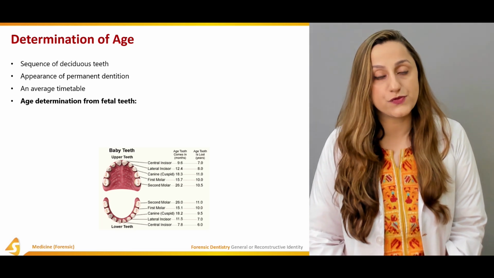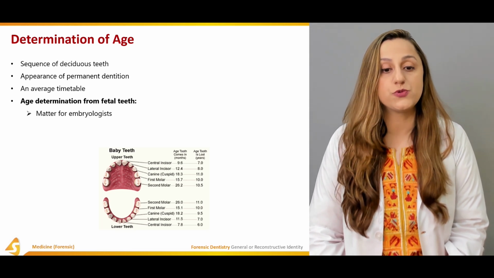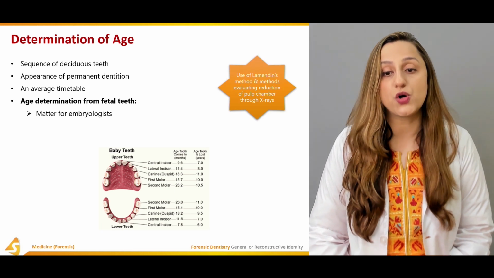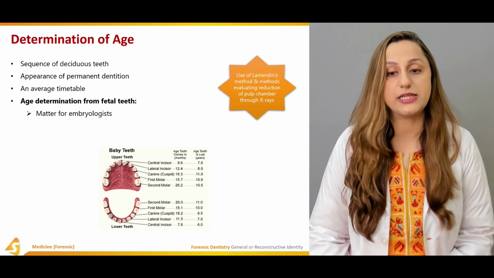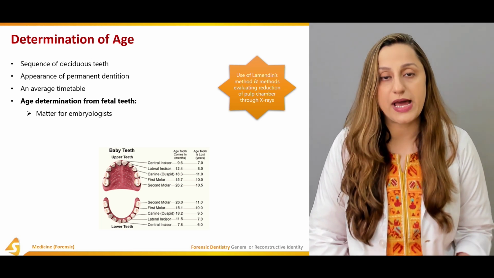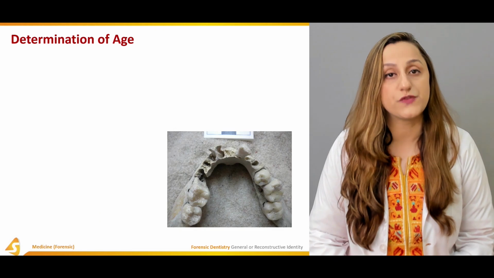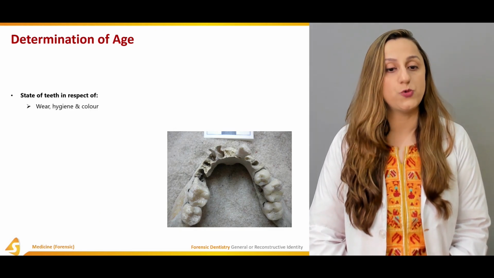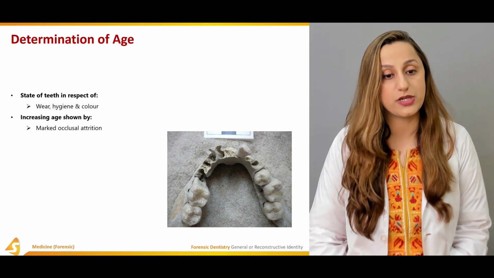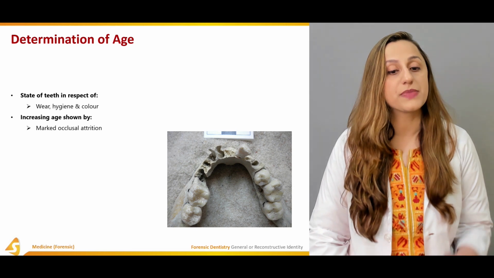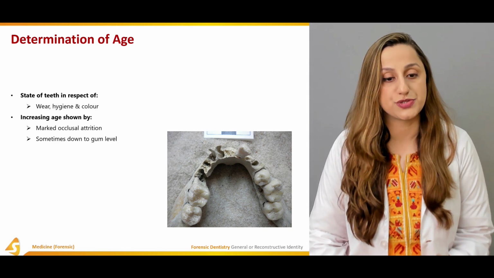The age determination from the fetal health is again very important. It is basically a matter for embryologists, and the use of Lamendin's method and the method evaluating the reduction of the pulp chamber through x-rays and radiographs is done to determine the age of the individual in a particular case. The state of teeth in respect of wear, hygiene, and color is again very important. Increasing age is shown by marked occlusal abrasions.